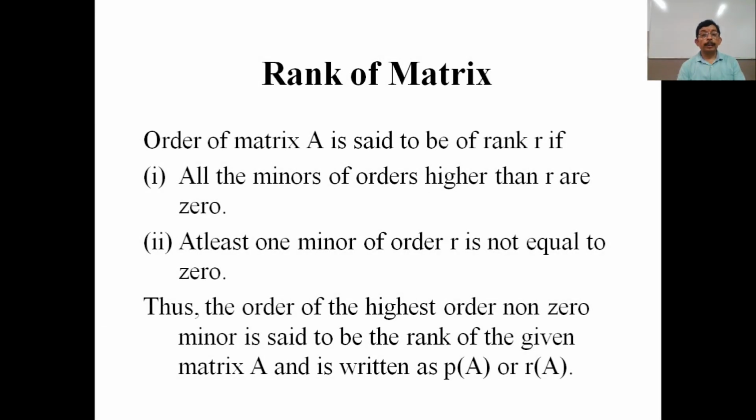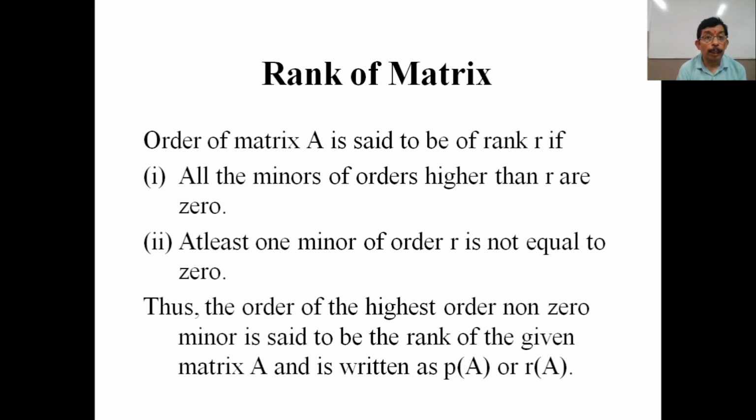Now the next topic is the rank of the matrix. The rank of the matrix is the order of the matrix. If the determinant of the matrix is non-zero, then the order of the matrix is also known as the rank of the matrix. Is it clear, everyone? If the determinant of the matrix of the highest order is non-zero, then that order is also known as the rank of the matrix.